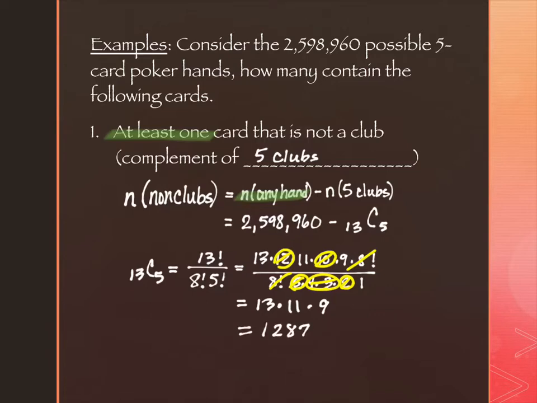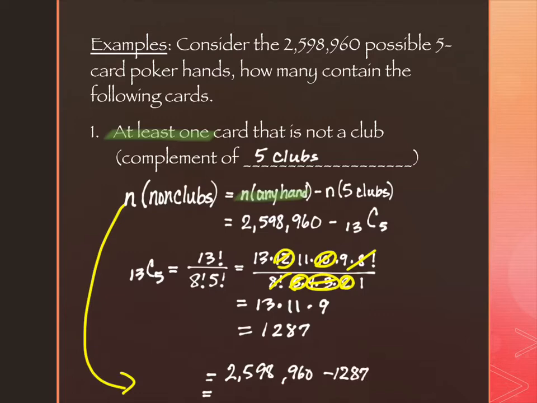1,287. Okay, 1,287. So this 1,287 is 13C5. So I'm just going to go back to the equation that I was working with already, right? So I'm taking the same equation here, and now I have 2,598,960 minus 1,287. And what does that give me? 2,597,673.